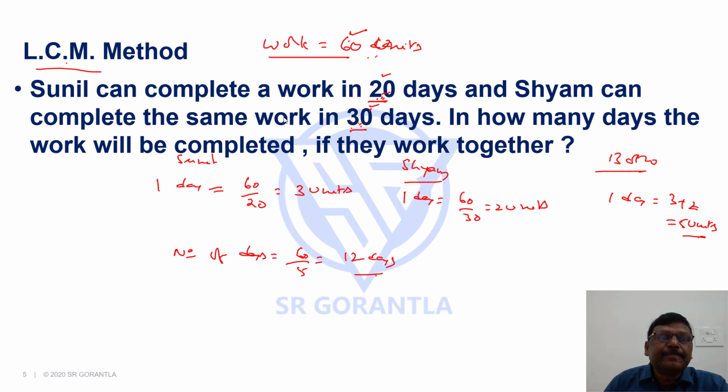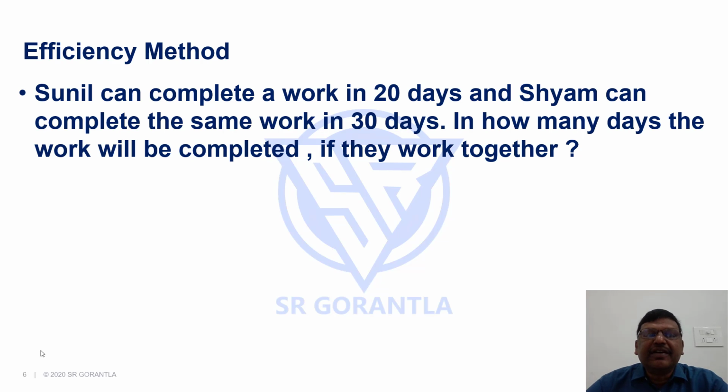The third approach, efficiency method. Here Sunil can complete the work in 20 days, whereas Shyam can do it in 30 days. So Sunil can do the work in less time. The same work, if Sunil can do it in less time, means he is more efficient. So if someone is more efficient, he will take less time. Someone less efficient will take more time. So efficiency and the number of days a person takes to complete the work are inversely related.